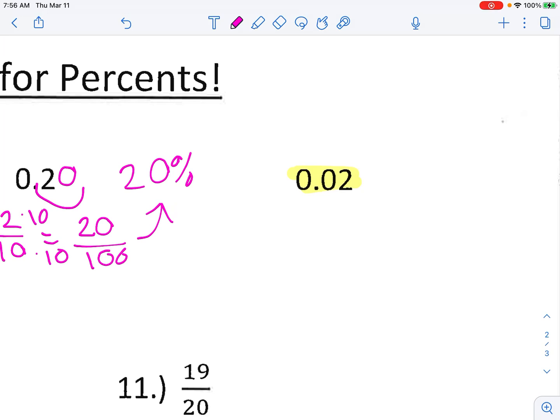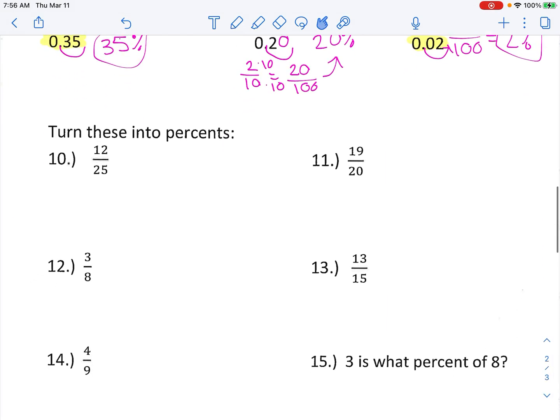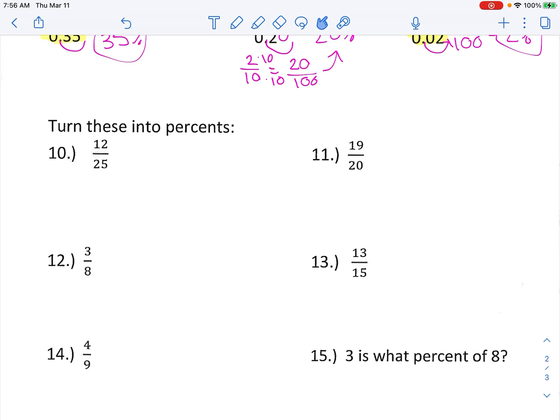Read the decimal first. 0 and 2 hundredths. 2 hundredths equals 2%. Or you could have moved that decimal 2 places to the right to get 2%. A couple different ways you can solve these.